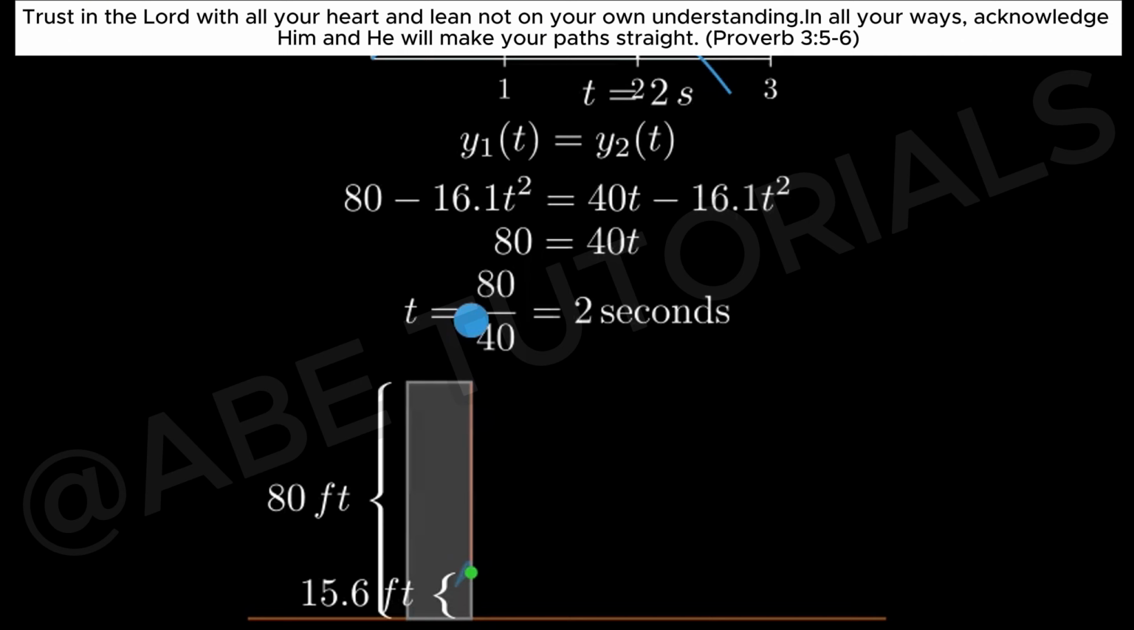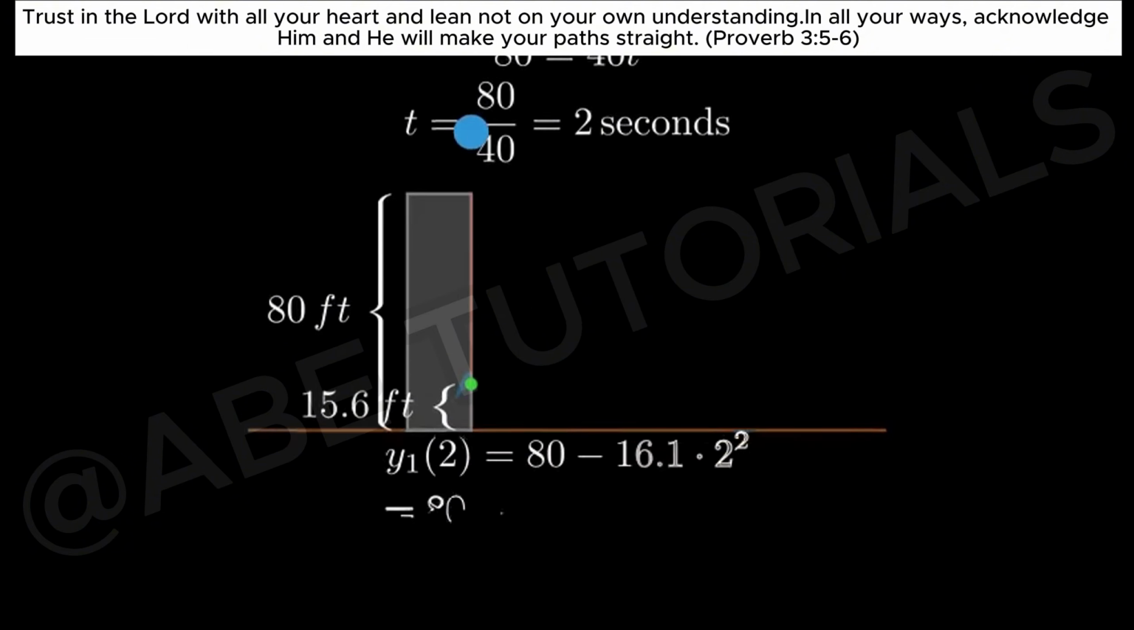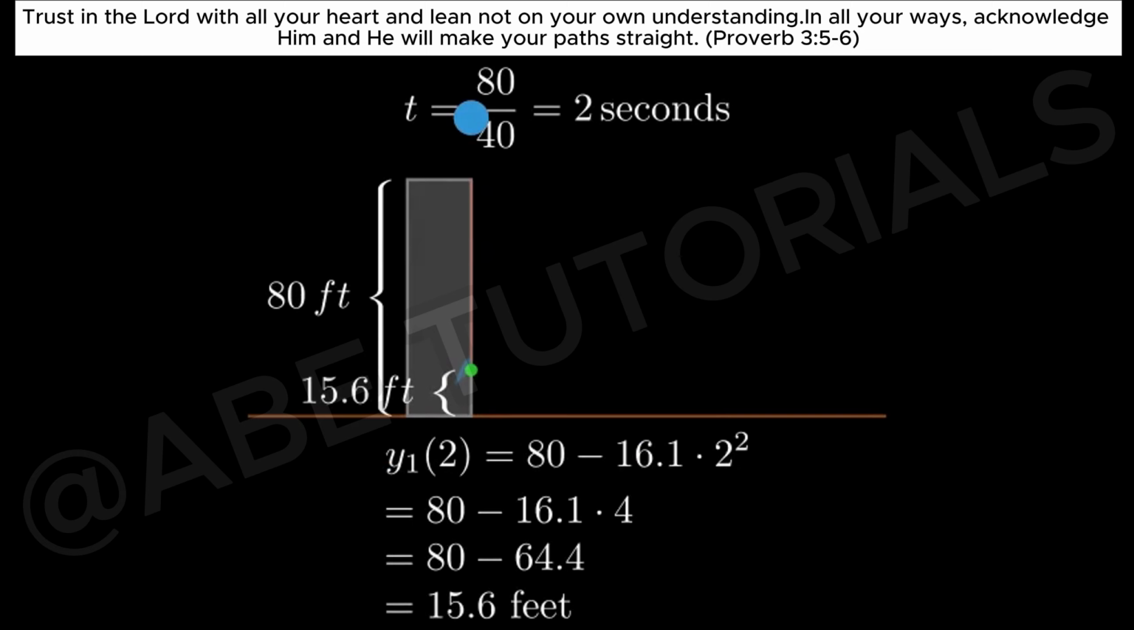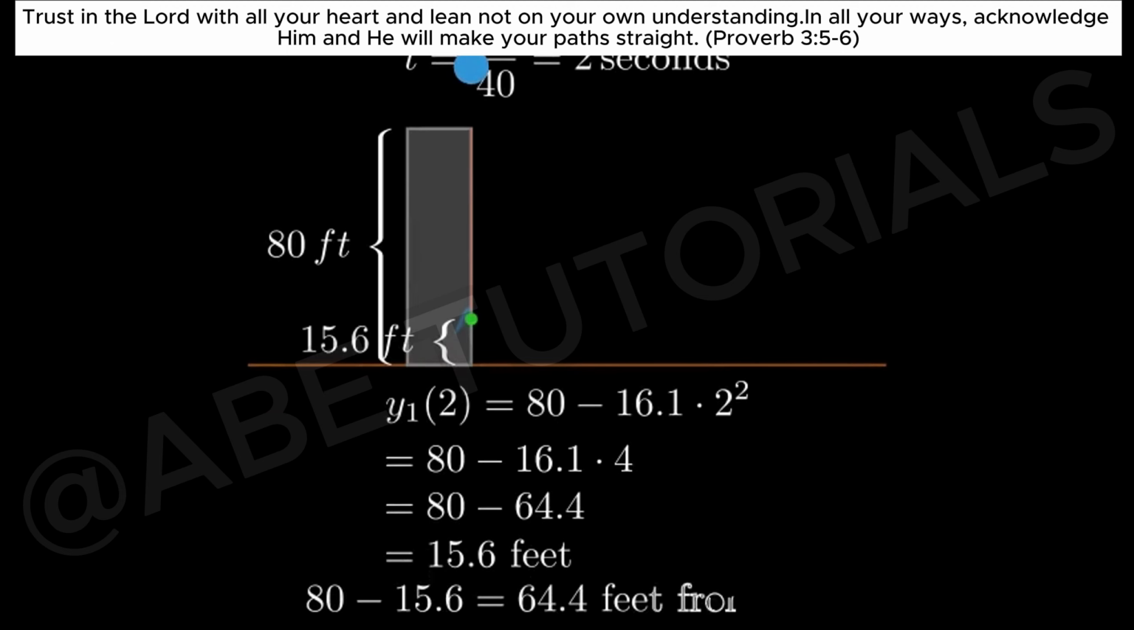Let's find where they meet by plugging t equals 2 seconds into either position equation. Using ball 1's equation, y1 of 2 equals 80 minus 16.1 times 2 squared equals 80 minus 16.1 times 4 equals 80 minus 64.4 equals 15.6 feet from the ground. This means the balls meet 15.6 feet from the ground, or equivalently 64.4 feet from the top of the tower.